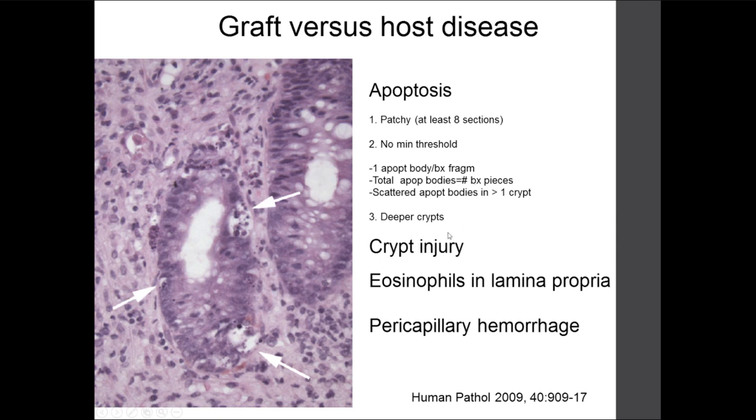But I want to comment on a couple of things that are more practical on the apoptosis side. There's not really a minimum threshold defined for this diagnosis. The disease can be patchy, so sometimes we may have a sampling issue, which is why we do multiple levels for these cases. But it seems more practical, and makes the diagnosis a little more specific, to consider at least one apoptotic body per biopsy fragment, or at least the total number of apoptotic bodies found in the case equal to the number of biopsies that we have. And I want to highlight that we are looking for apoptosis in the deeper crypts. Apoptosis on the surface epithelium is not specific.